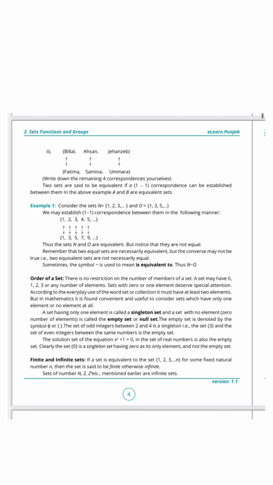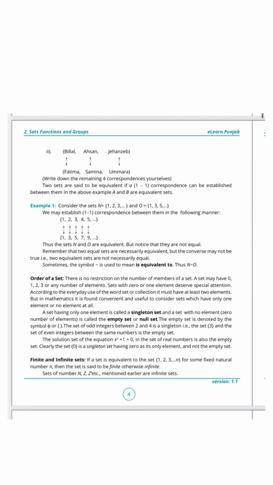They can be paired with anyone, right? Then write down the remaining 4 correspondences yourselves. There they have said 2 sets of, like first of all you have paired Fatima with Bilal and Umara with Ahsan and Samina with Jahzeb. Then you could switch the people in the other set, and then you can again pair Fatima with Bilal, and that is written. I'm just describing this.